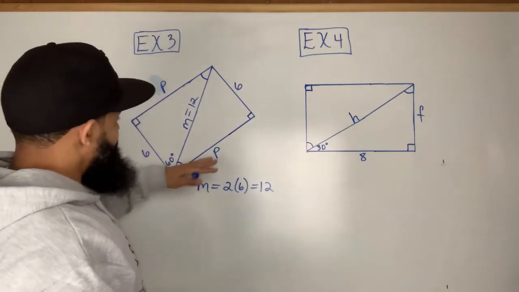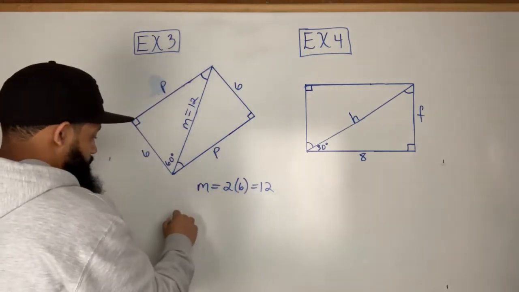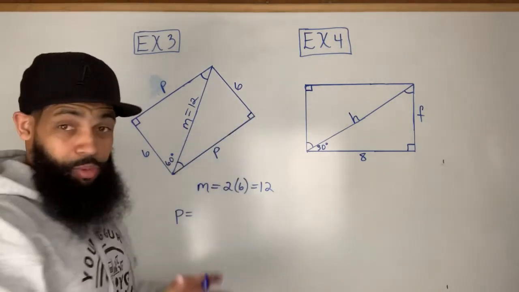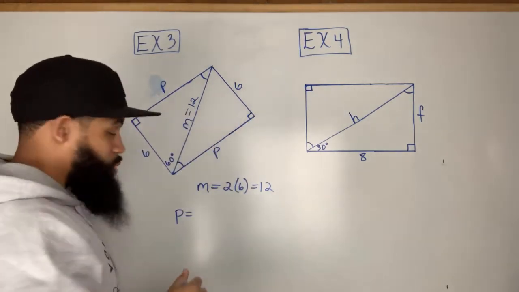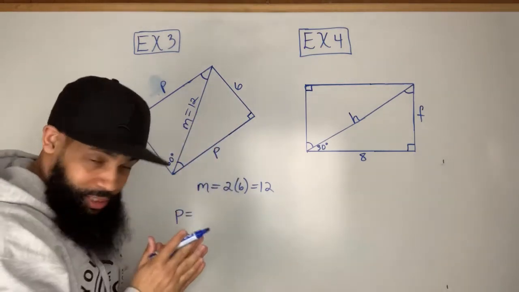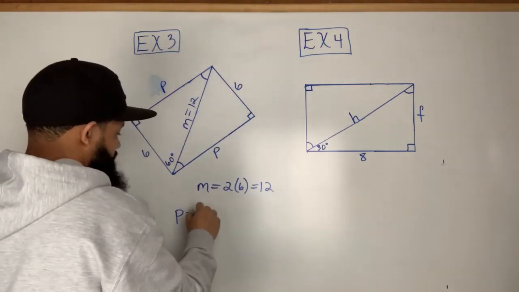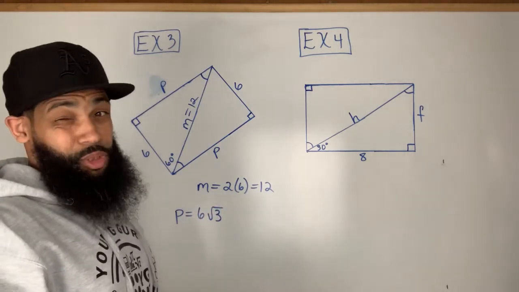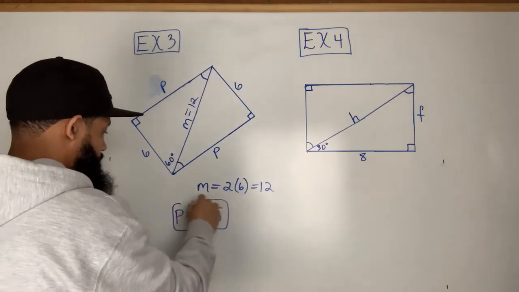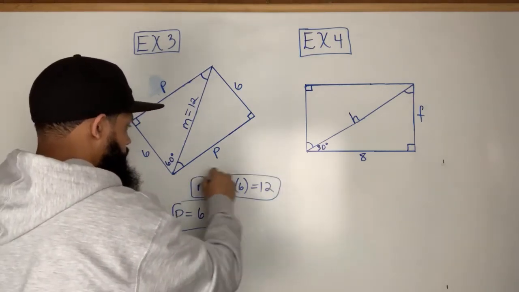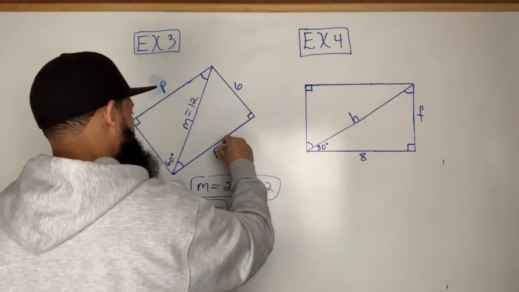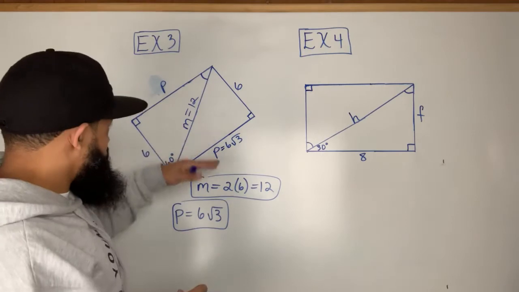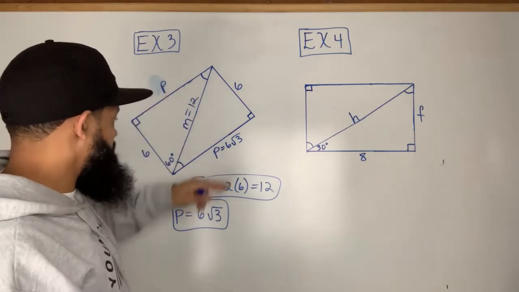Now, if we want to find P, remember, P is equal to square root of 3 times whatever X is. In this case, X is 12. I'm sorry, X is 6. My apologies. All right, so we have 6 times the square root of 3. All right, so I have those two. All right, so we can just put it right here. All right, now that's this one. We solved for M, we solved for P. This P is the same as this P.